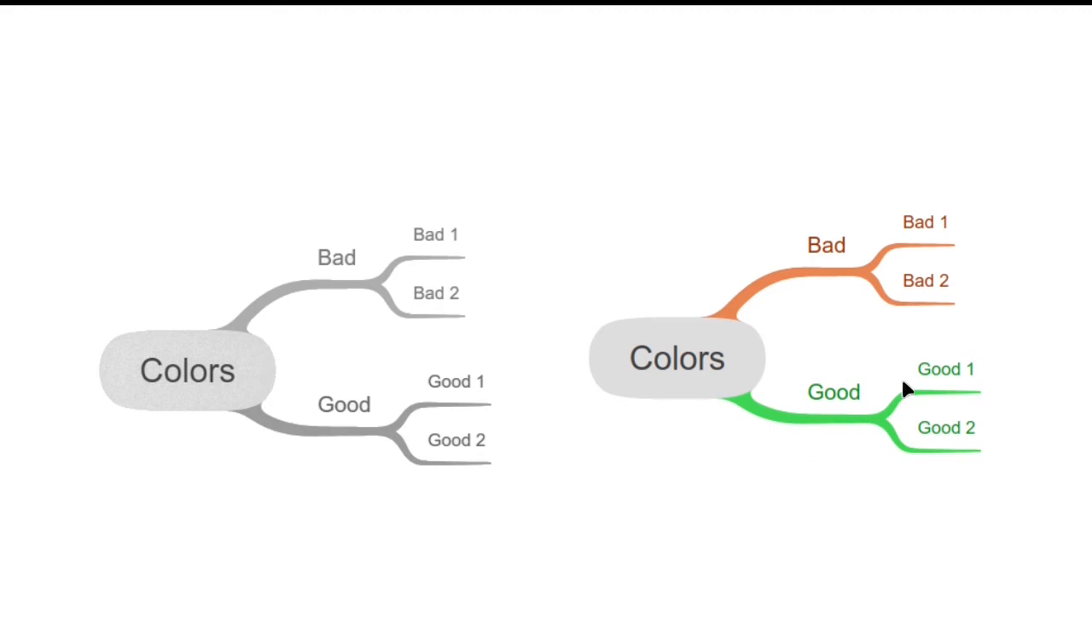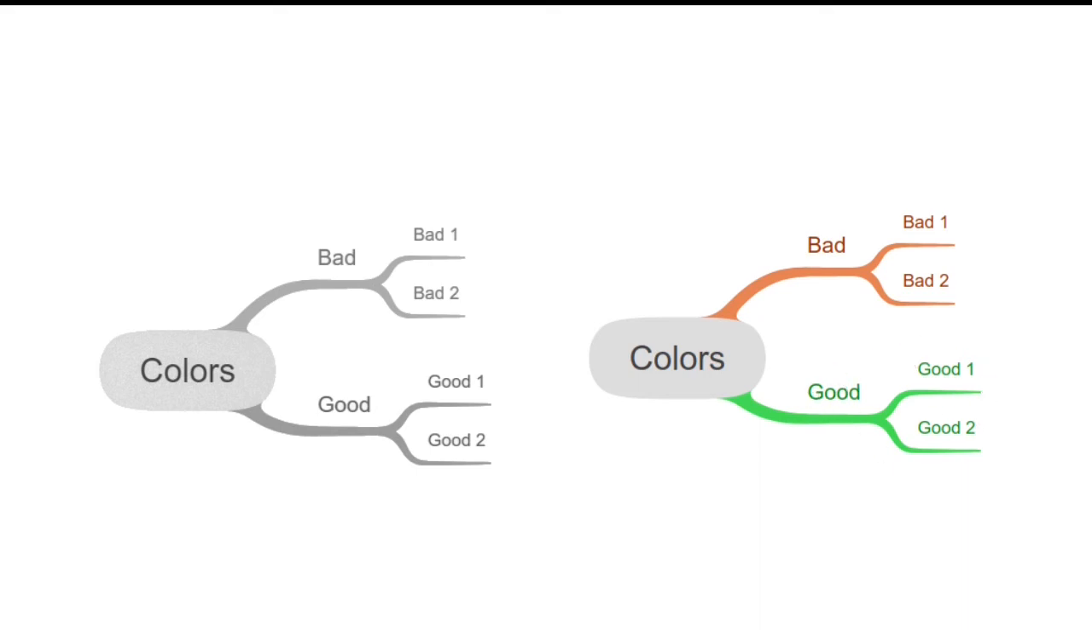Why do some branches have the same color? That's what Tony Buzan said. He is the creator of mind maps, and I agree with him. It's much easier to perceive a mind map much more clearly when a main branch with sub branches have the same color.